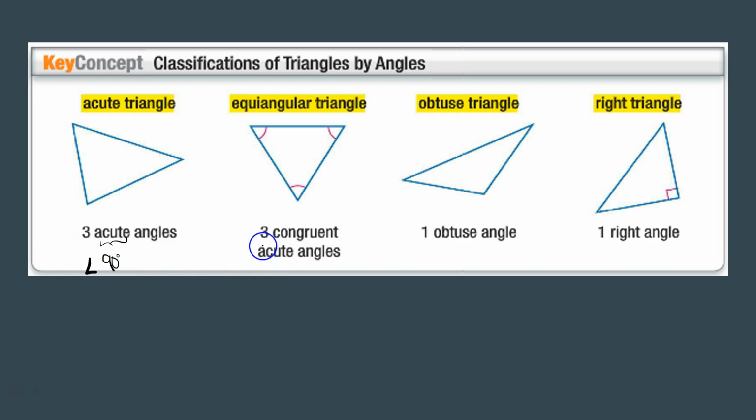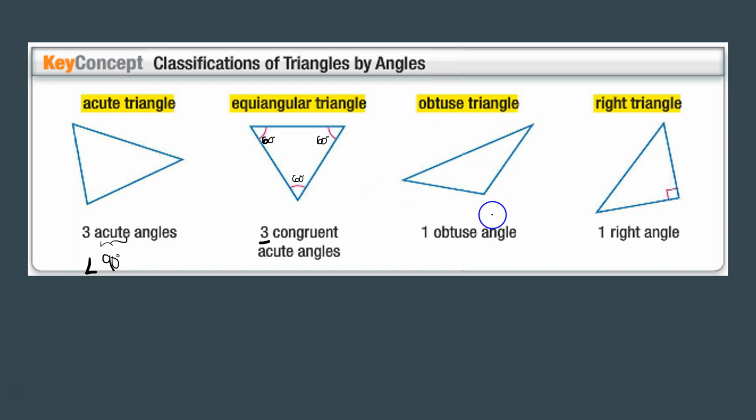Then we have equiangular triangles. Equiangular triangles are when we have three congruent acute angles. So remember, congruent means the same as, or you can also think about it as equal. So this also means that if this angle is 60 degrees, this other one must be 60, and so must this third angle. And notice they are all less than 90 degrees.